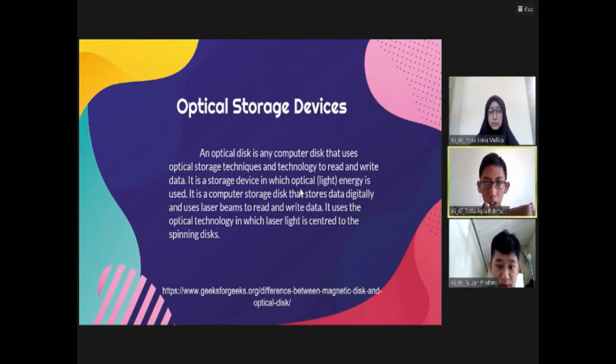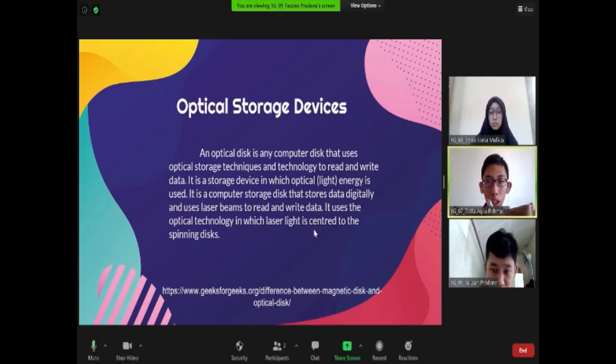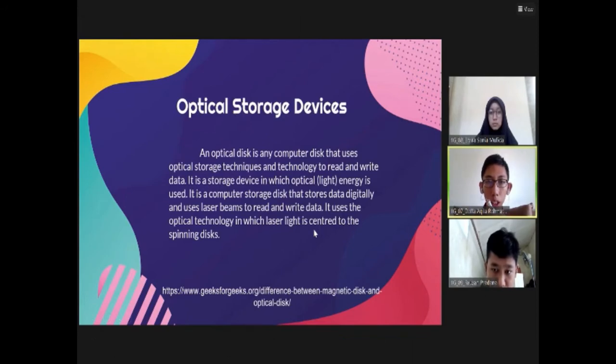An optical storage device. An optical disk is any computer disk that uses optical storage techniques and technology to read and write data. It is a storage device in which optical, like energy, is used. It is a computer storage disk that stores data digitally and uses laser beams to read and write data. It uses optical technology in which laser light is centered on the spinning disk. And next, Fauzan.